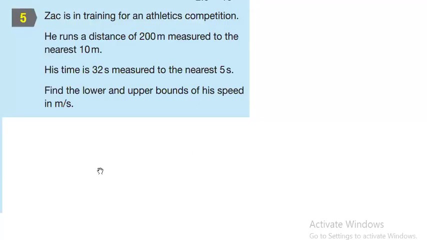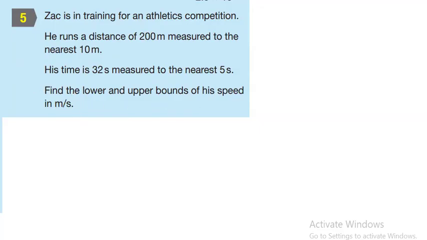Here in the exam practice, we have question 5. Zach is in training for an athletics competition. He runs a distance of 200 meters measured to the nearest 10 meters. His time is 32 seconds measured to the nearest 5 seconds. Find the lower and upper bounds of his speed in meters per second.